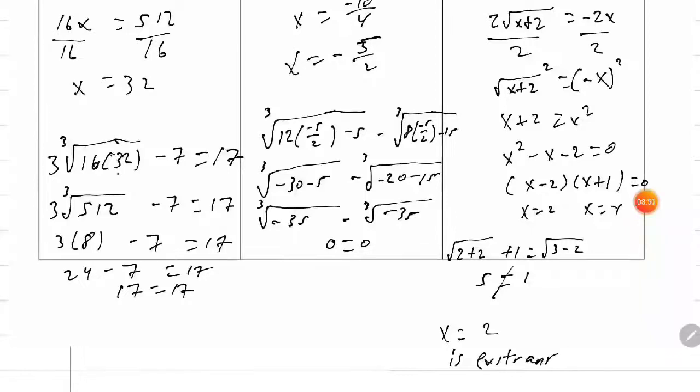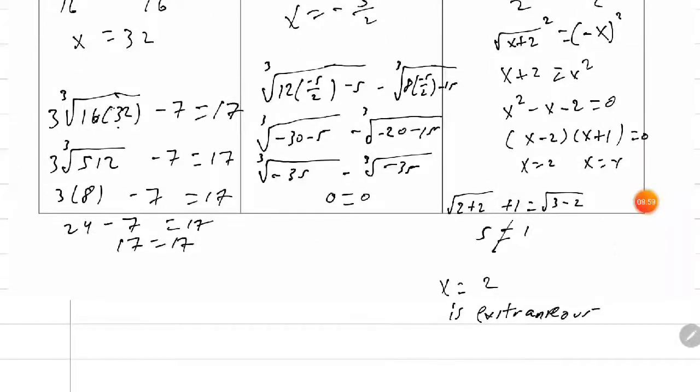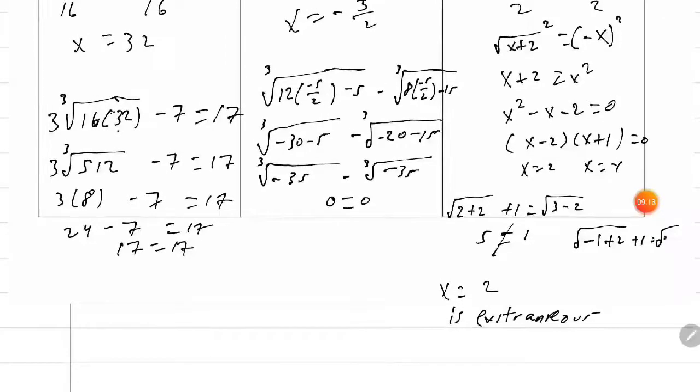Extraneous. It's up top if you want to look at the spelling. Anyways, let's try x equals negative 1. So we'll get negative 1 plus 2 plus 1. Does that equal 3 plus 1?